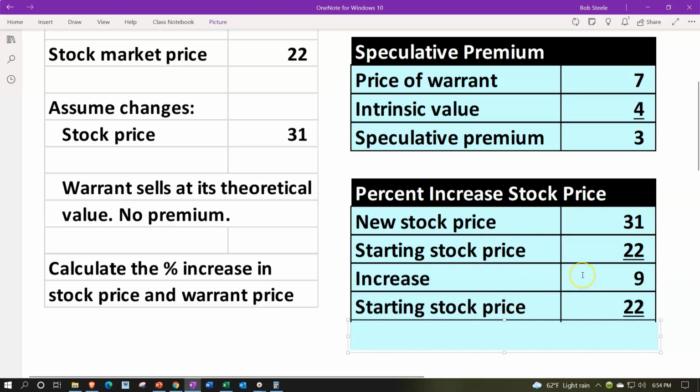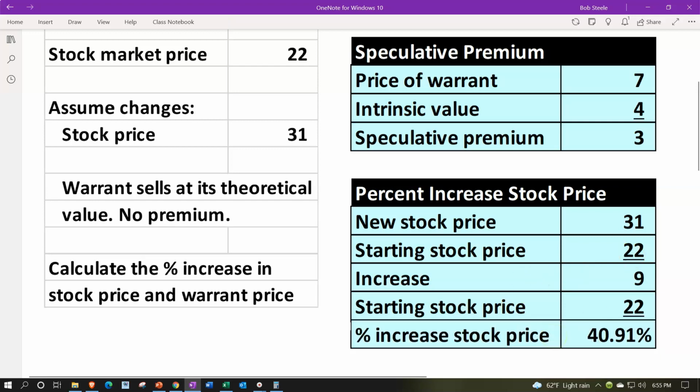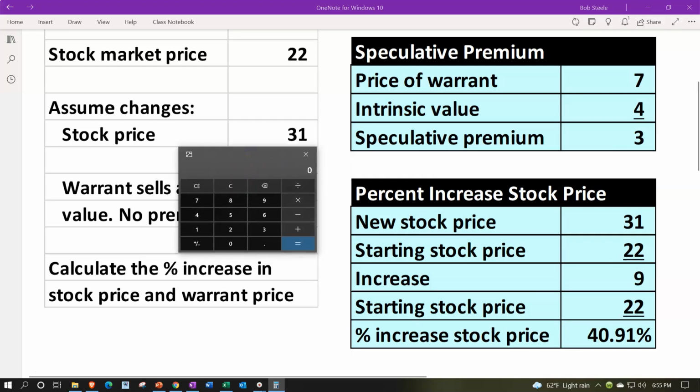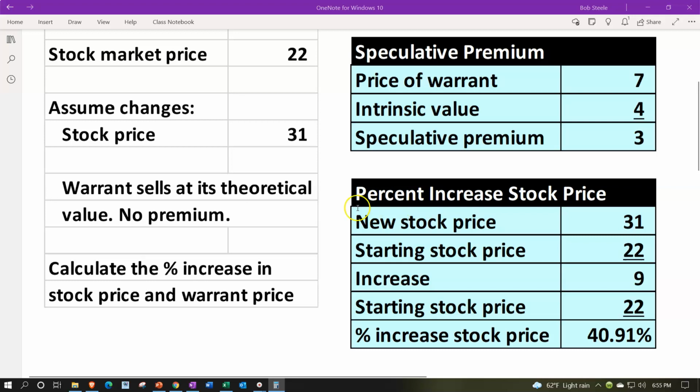If I compare that $9 to the beginning price of 22, we get the percent increase, which is 40.91%. In other words, I could take the 9 divided by the 22, move the decimal 2 places over, and get about a 40.91% increase.